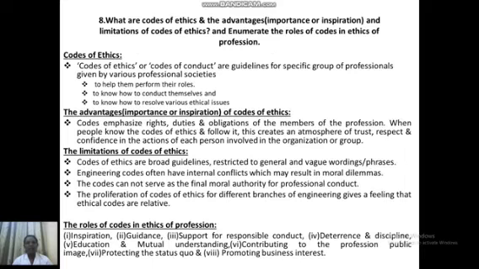means. Eighth question: what are the codes of ethics, and the advantages, that is, importance or inspiration, and limitations of codes of ethics, and enumerate the roles of codes in ethics of profession.